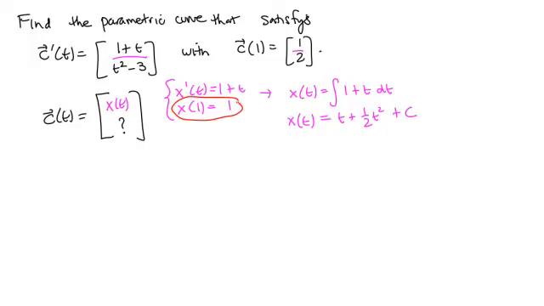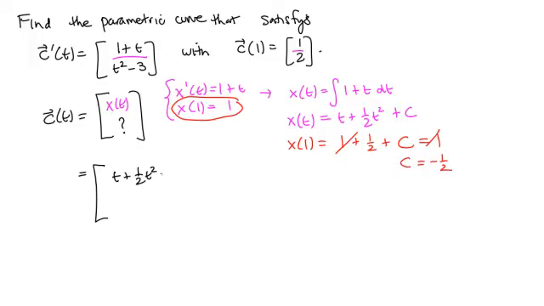But I'm not looking for any antiderivative, I'm looking for this one. If I plug in t equals 1, I should get 1 as an output. So if I plug in t equals 1, what I'm going to get is 1 plus a half plus c. So the only way that that's going to equal 1 is if c is equal to minus 1 half. And so I now know what the x component is. The x component has to be t plus 1 half t squared plus the particular constant negative 1 half.